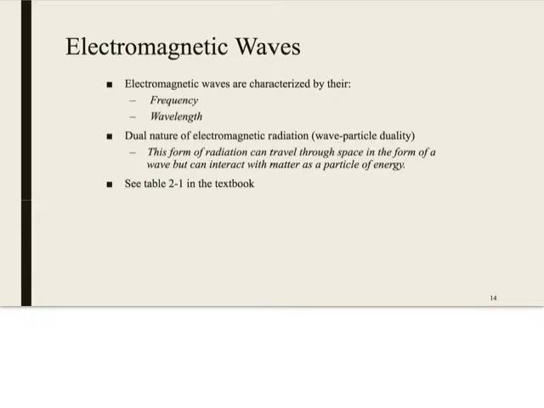So these electromagnetic waves are characterized by their frequency and wavelength, and they have a dual nature. Sometimes they're referred to as wave-particle duality theory. And that means that it can travel through space in the form of energy, but they can interact with matter like it's also a particle of matter. So it kind of has the best of both worlds. It can travel like a wave, but it can interact with matter as though it were matter. And there's a table in our book that kind of deals with these different kinds of frequency on page 17.